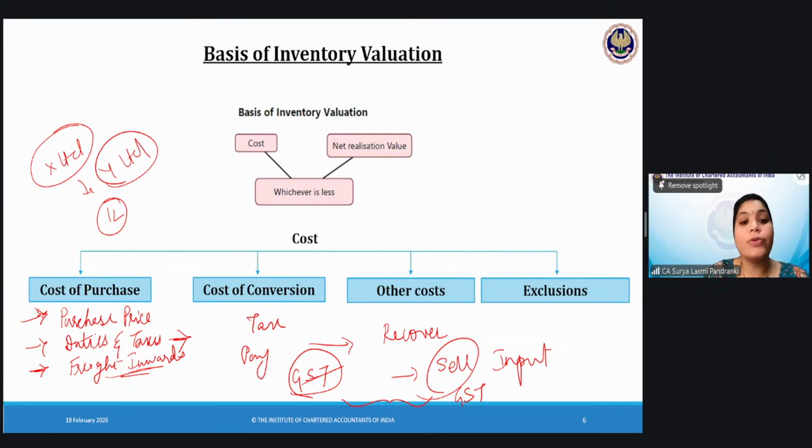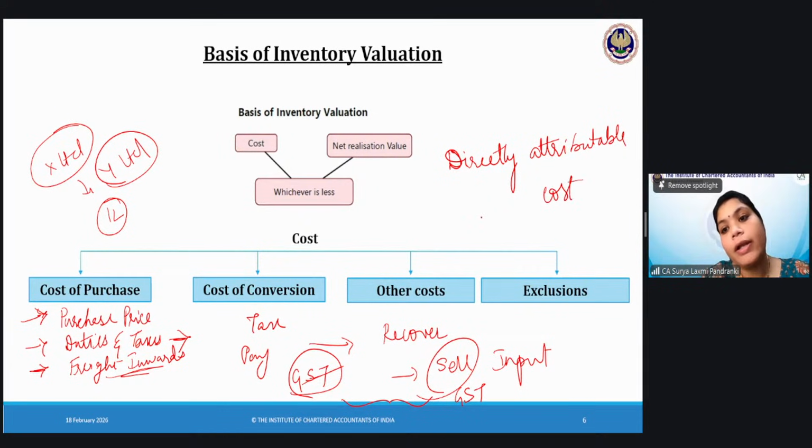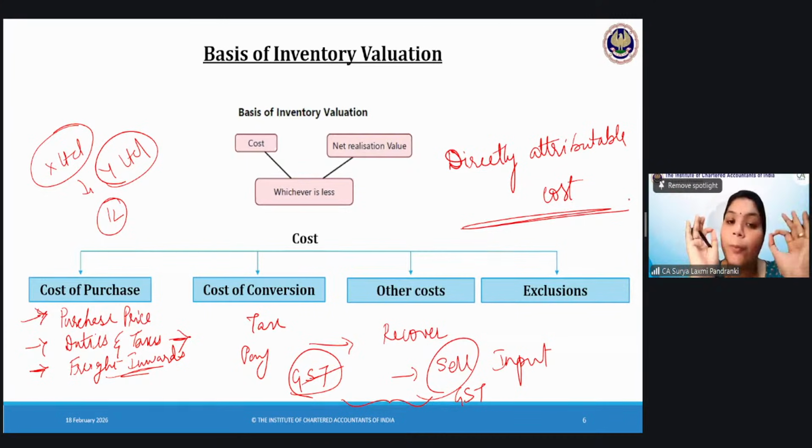So I would introduce a word called directly attributable, which means what? Directly attributable cost means what? The cost which is needed to bring your product to your location, only that cost has to be added. You can't add whatever cost that is available to you or whatever cost you have incurred. Cost of purchase here will only include any other expenses, I would say any other expenses also which are directly attributable.